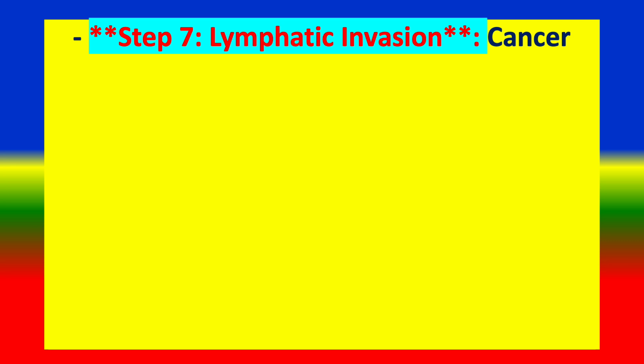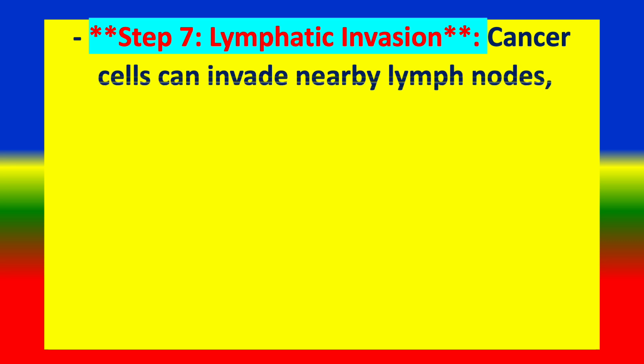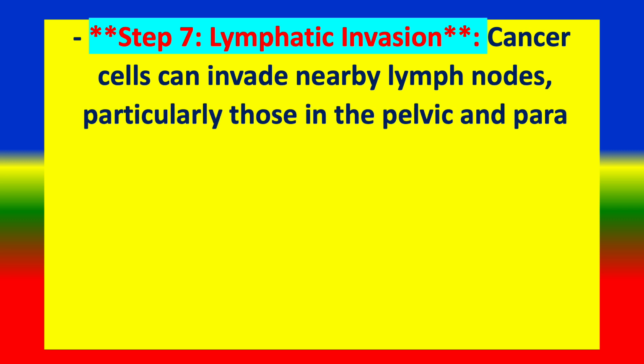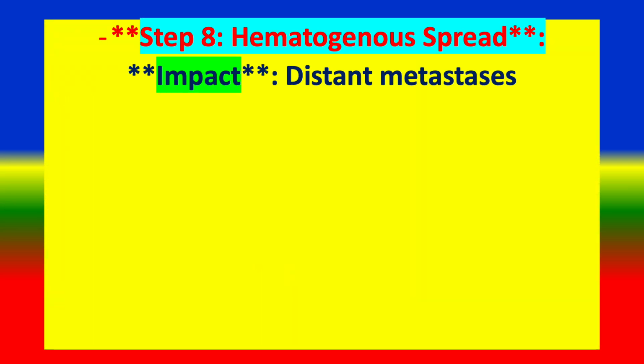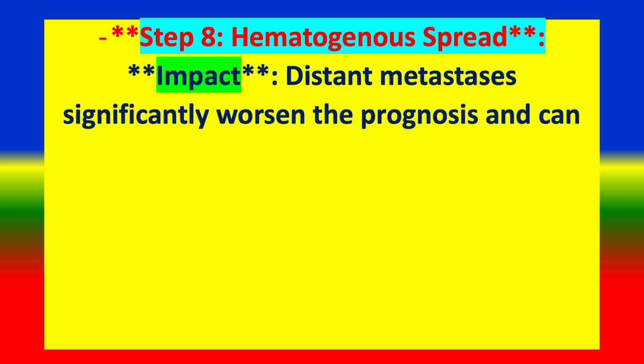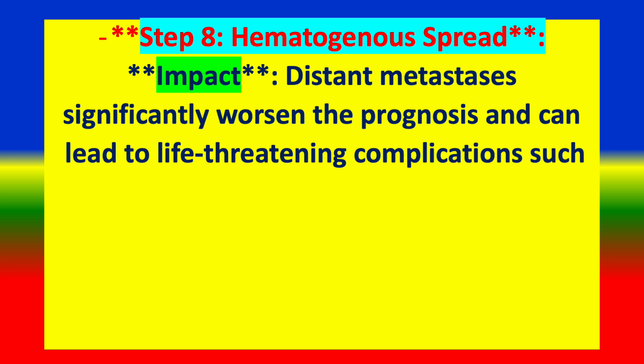Step 7. Lymphatic invasion. Cancer cells may invade nearby lymph nodes, particularly those in the pelvic and para-aortic regions. Step 8. Hematogenous spread. Impact. Distant metastasis significantly worsens the prognosis and can lead to life-threatening complications such as organ failure.